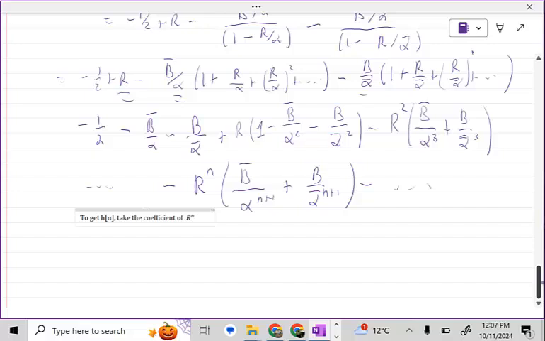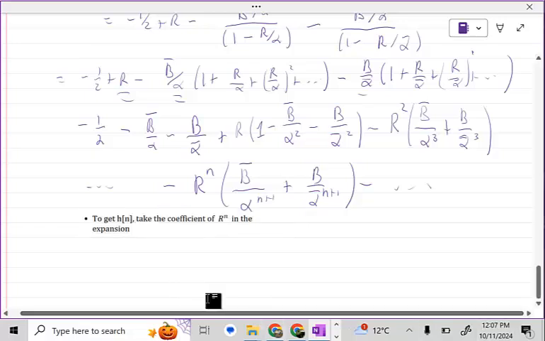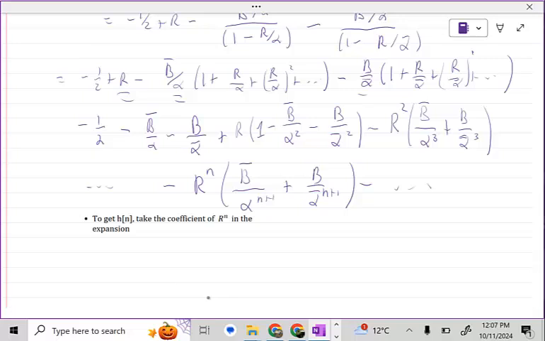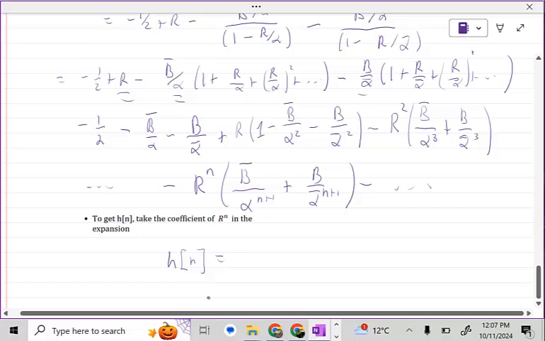All right, so we could write it this way. We can say h of n, so we have cases here. H of n is equal to minus 1/2, sorry, can't read my own writing. That's a 2. Minus 1/2. Then I'm going to have minus b conjugate over alpha minus b over alpha bar. And that's when n equals 0.